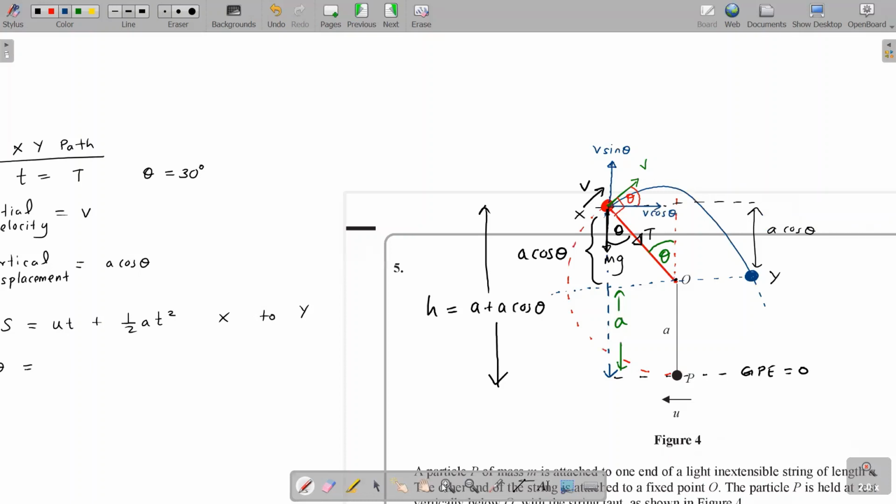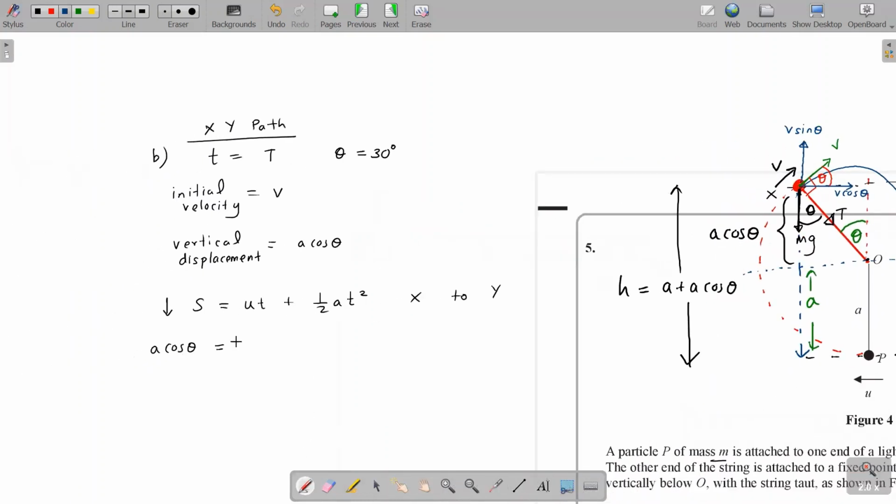Okay, so we need the vertical component, which is v sin theta, and time taken is capital T. Plus, by the way, is this v sin theta upwards, right? And I'm applying the equation downwards. Therefore, this should be negative. The x to y displacement was downwards, that's why it's positive a cos theta.